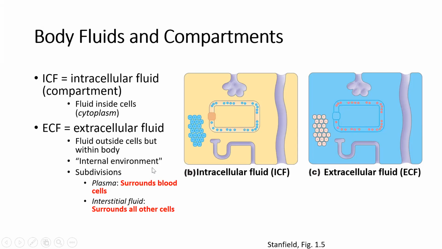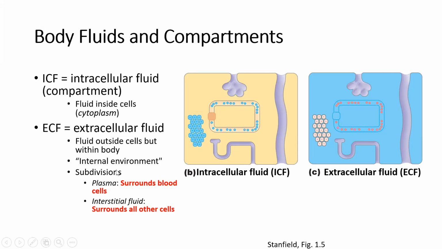There is the plasma. That's going to be the fluid that surrounds our blood cells within the blood vessels. And so in this schematic here, we're showing this is plasma. I want to point out that while we're saying that this is the fluid that bathes our erythrocytes in our vessels, this is not including the fluid that is actually inside our erythrocytes. That is a part of the intracellular fluid compartment.